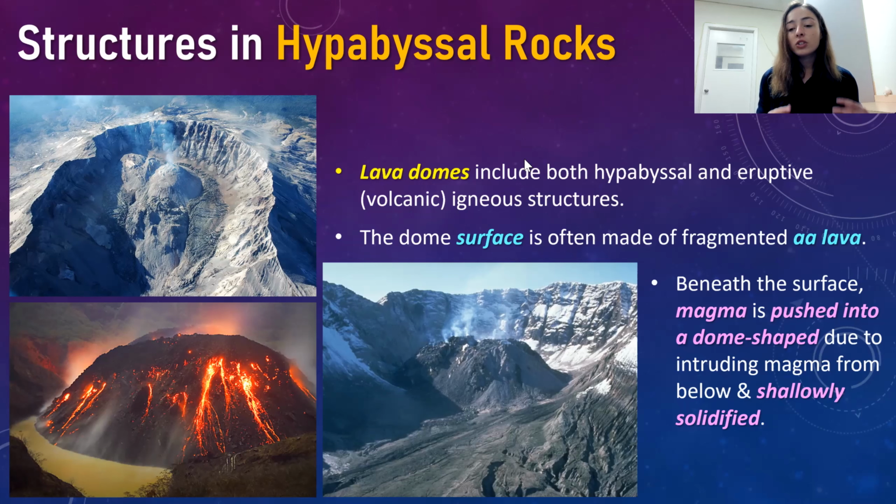However, beneath the surface of the lava dome, magma is pushed into a dome shape due to intruding magma from below, and then the dome-shaped magma is shallowly solidified. That's why it is called a hypabyssal structure. It is shallowly cooled rather than extrusive and rather than fully plutonic. And we can see a few of these structures shown here in these pictures.